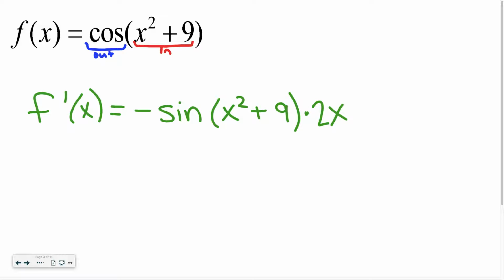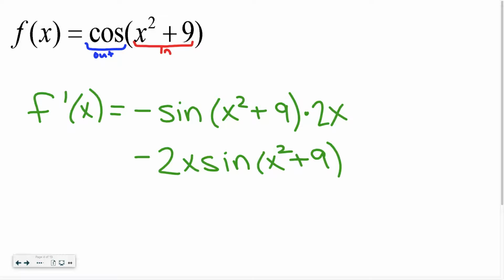Some of you like to be more organized than others. I accept this answer. There's nothing wrong with this. But some of you, this bothers, and you want to change it to negative 2x sine of x squared plus 9. I have no problem with that. Either answer is fine. Some of you like to reorganize things. Some of you don't care. Okay, I get it if you like to reorganize things. I just want you to understand that 2x has nothing to do with the angle of sine. And that's the chain rule.